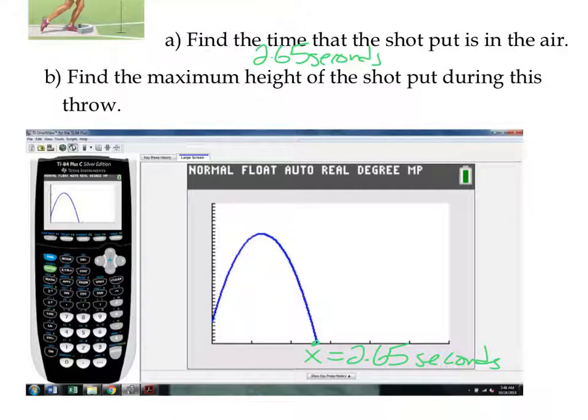And then find the maximum height of the shot put. Now we're looking for this point right here. To calculate a maximum, we press second and calculate, the trace button, and then you'll see option 4 is maximum. You're going to have to set a left and right boundary again. This time, you're going to go on either side of that vertex. We've done this before, finding maximums and minimums. So we set a left boundary over here, a right boundary over here, and have it calculate this point for us, where our vertex is.